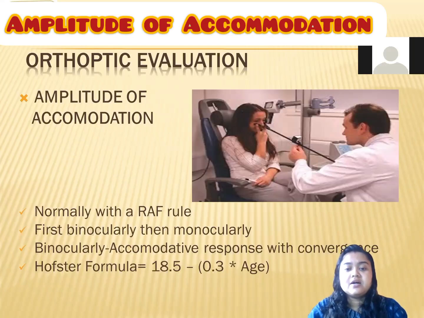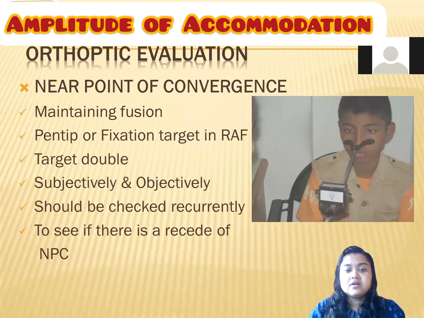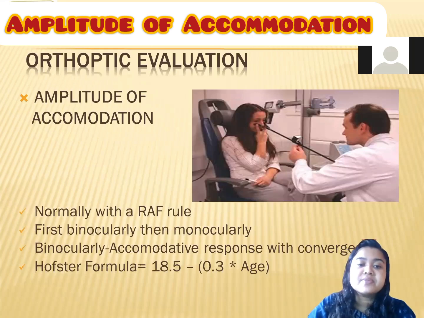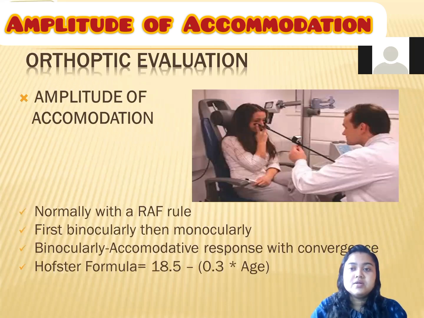We give any target for measurement of amplitude of accommodation. Slowly this target is brought from the examiner's side; slowly we move the target towards the patient's nose. Once the patient reports the first sustained blur, that is the point we note down for amplitude of accommodation, right?